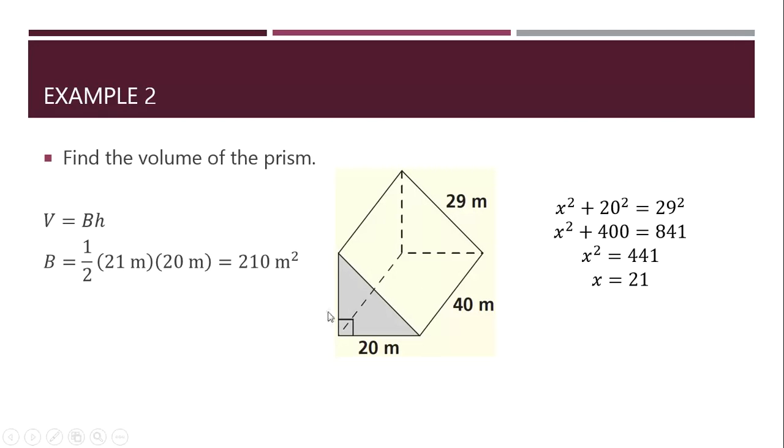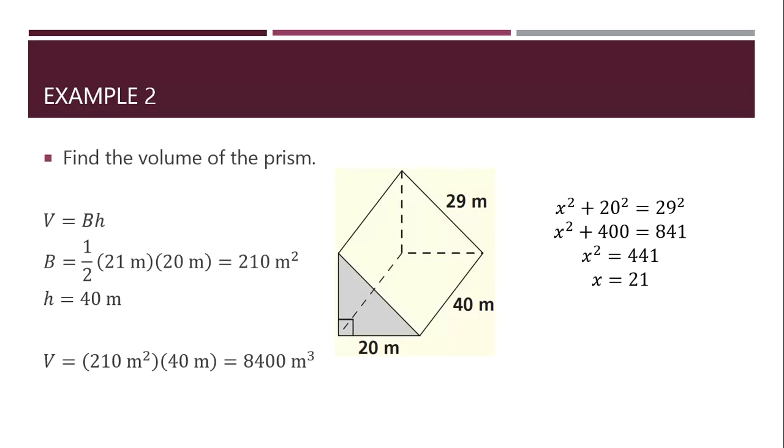So if this is the base, what's the height going to be? Well, if this is the bottom, then this must be the height, my lateral edge over here, 40 meters. And now that I have my big B and my H, I can plug them on in and find out that the total volume of this prism is 8,400 meters cubed.